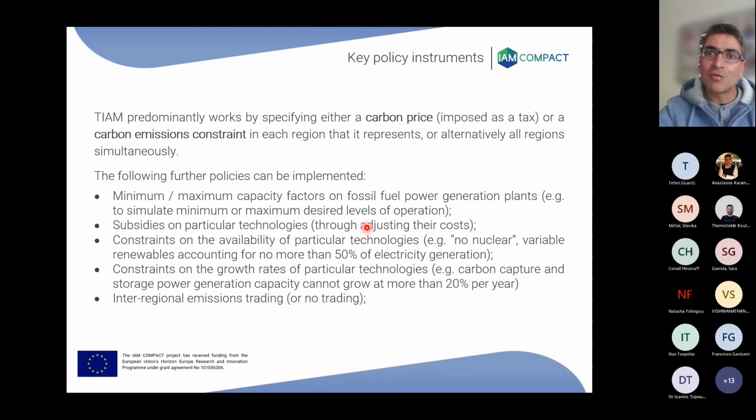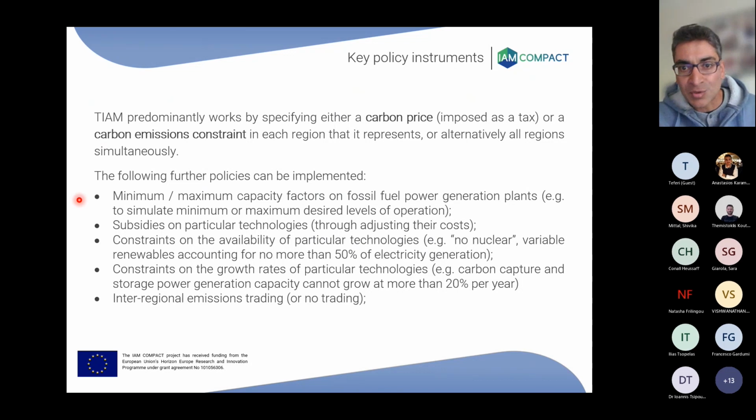TIAM can represent a range of policy instruments, not with the granularity we would like, but predominantly we specify either a carbon price or a carbon emissions constraint. We can put a carbon price pathway into different regions in the model or across the world as a whole. We can do the same with carbon emissions constraints, so we can implement simulations of NDC targets in 2030, net zero targets in 2050, 60, 70, and so on. That's all very easy and standard.